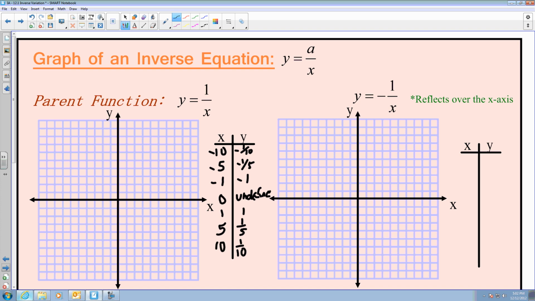So if you look, I'm going to plot first negative 1, negative 1 and 1, 1. So I got 1, 1 and negative 1, negative 1. And if you look at the graph here, it seems like if x is getting larger, our y would be getting smaller. So I'm going to make the assumption that our graph kind of looks like this. Same thing goes for when it's in quadrant 3.